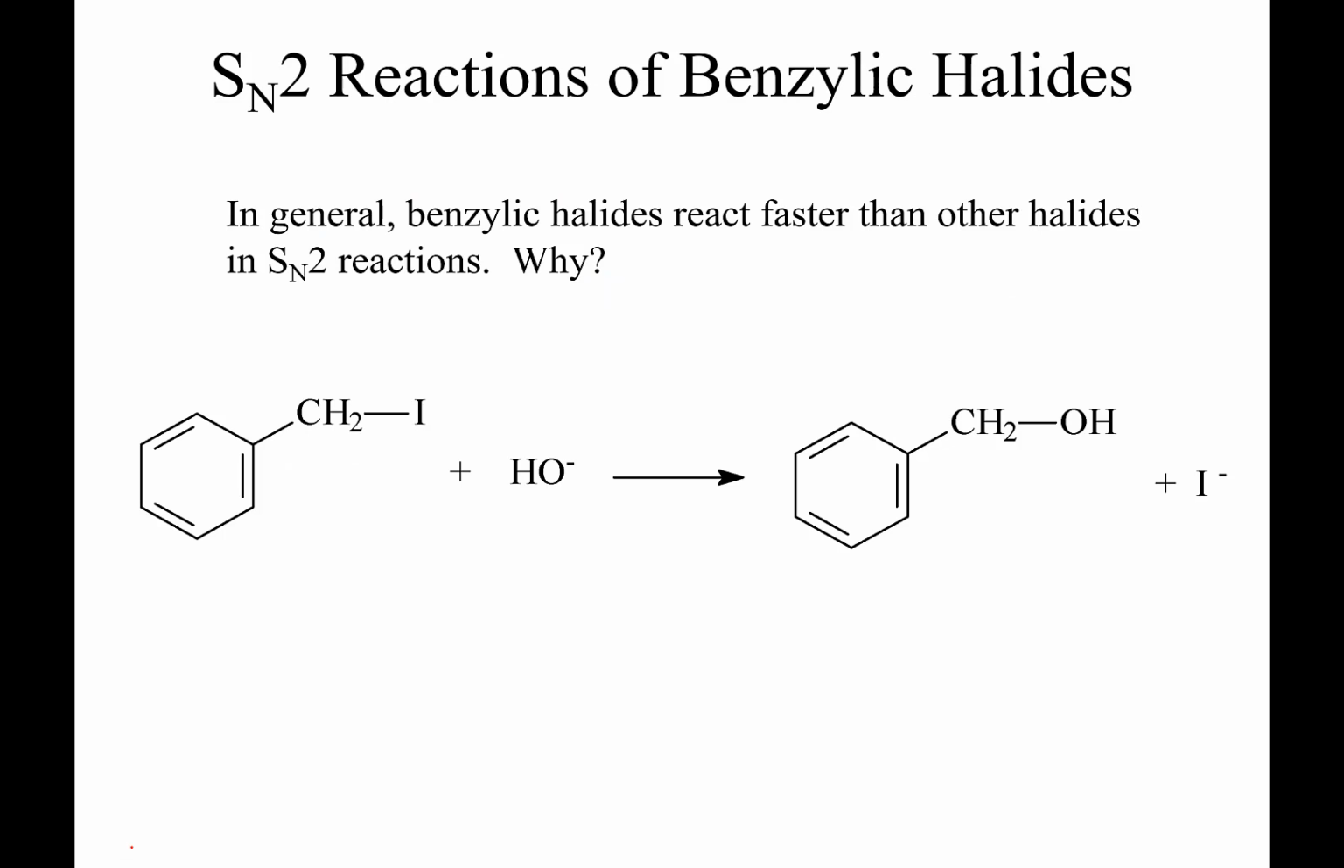How about SN2 reactions of benzylic halides? In general, benzylic halides react faster than other halides. Why? Well, if we go back and draw out our transition state, which in this case would be, there's the structure of our transition state. What am I missing?